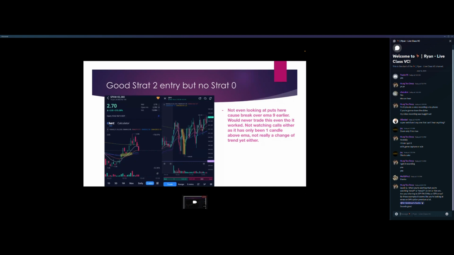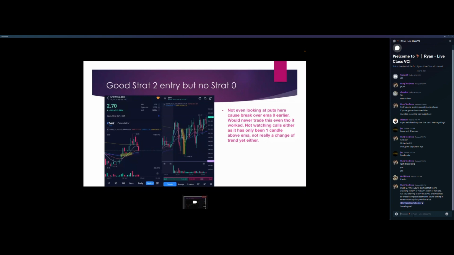So it's a good entry, but you need double confirmation. This is only single confirmation. It's just SPX. It's not SPY. So not even looking at puts here because of the break over EMA 9 earlier. Would never trade this even though it worked. Not watching calls either, as it has only been one candle above EMA. What I mean is it broke EMA, but you're not watching calls yet.